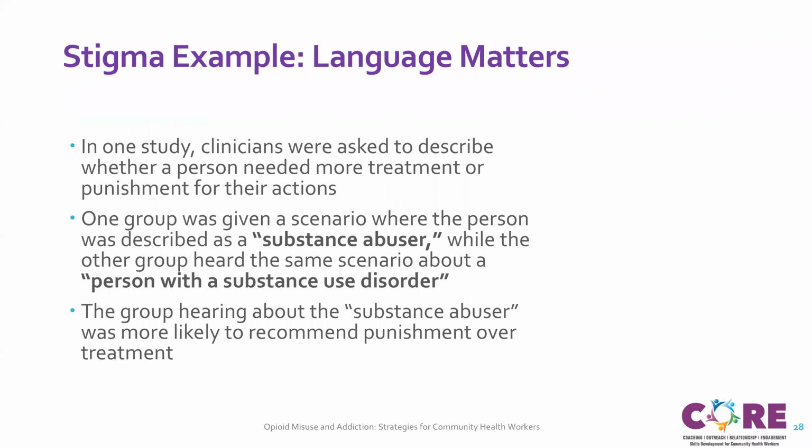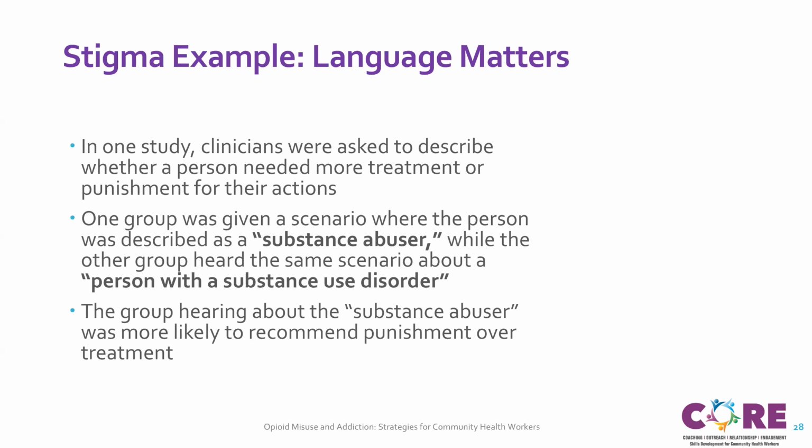And this was an example that I just thought was pretty fascinating from a study that I saw. It doesn't just affect everyday ordinary people, it affects clinicians. So in one study, clinicians were asked to describe whether a person needed more treatment or more punishment. So they might ask, does this person need to be put on probation and have a probation officer, or does this person need to enter a treatment facility and get a medical response?